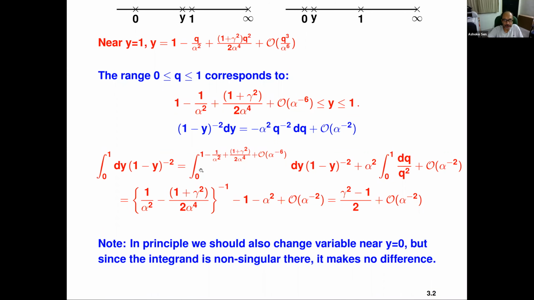And you can also easily convince yourself using this change of variable that (1 minus y) to the minus 2 dy, that's the singular part of the integral, is in terms of q given by this, plus order alpha to the minus 2, which will go to 0 as alpha goes to infinity, or in the large alpha limit. So now the idea is that you take this integral from 0 to 1, and then divide it into the range that corresponds to q between 0 and 1, that's this range. And outside this range, from 0 to the lower limit of y here, we keep the integral as it is, because in this range, the integral is not singular.